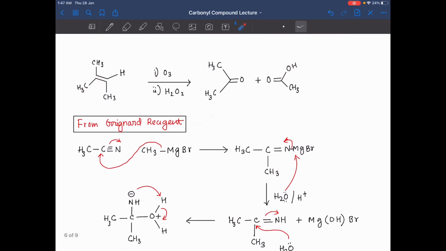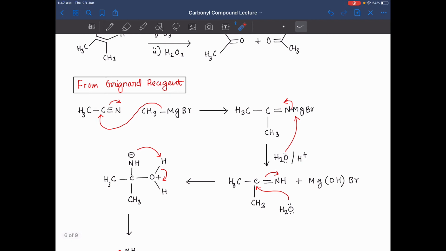From a Grignard reagent we can also produce a carbonyl compound. This is an alkyl cyanide, and we are reacting it with methyl magnesium bromide. We know there is a delta negative charge on the carbon and a delta positive charge on the magnesium. So this CH3 methyl group will attack this carbon, and one of the CN bonds breaks and produces a negative charge, and this negative charge will abstract the electropositive MgBr and produce this compound.